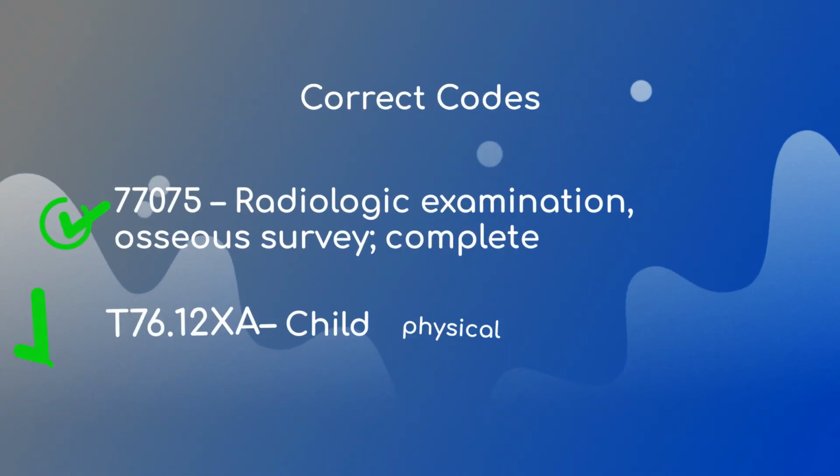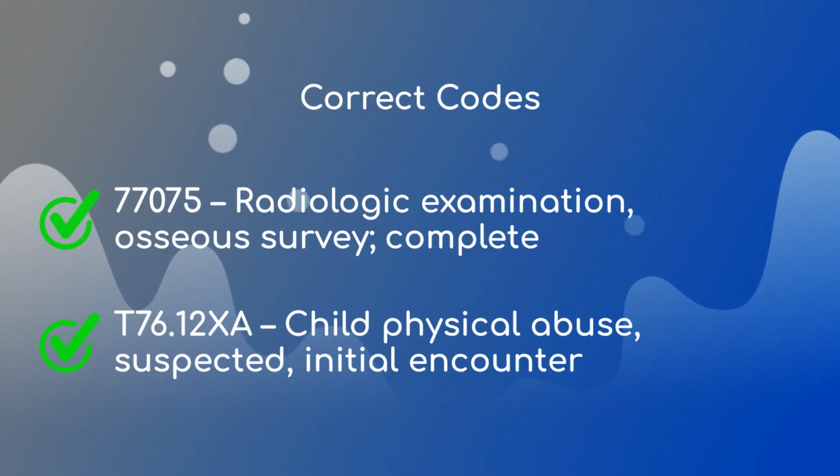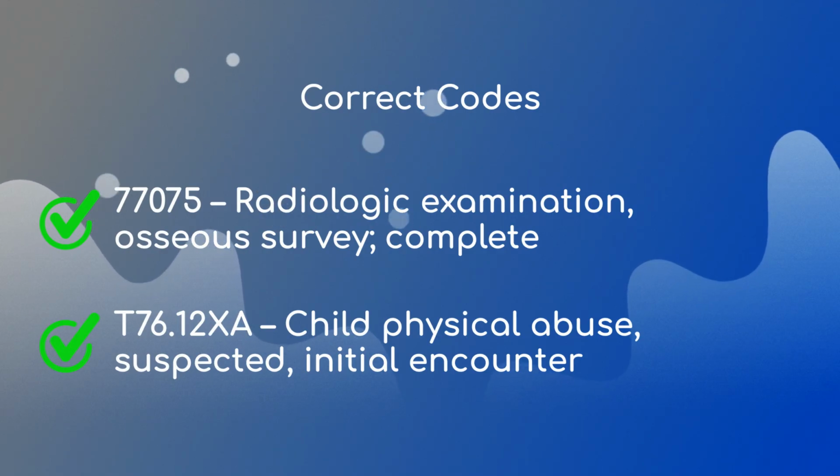Correct codes for this report are 77075, Radiologic Examination, Osseous Survey, Complete, and T76.12XA, Child Physical Abuse, Suspected, Initial Encounter.